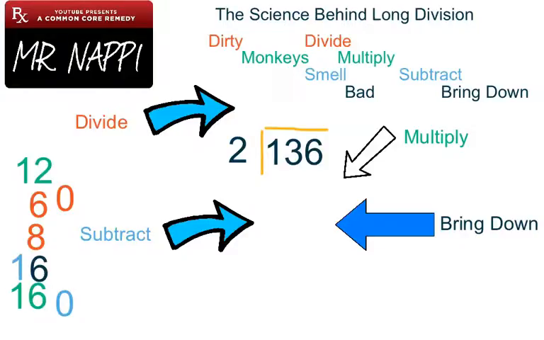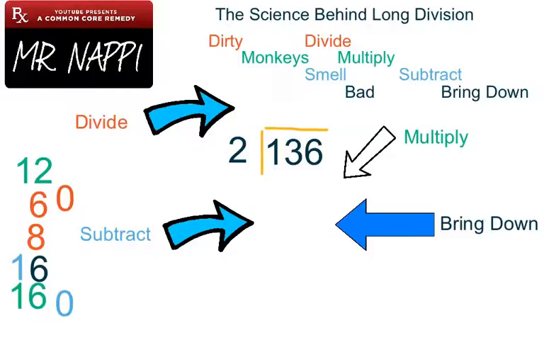Today we're going to model this process step by step using the color-coded names and operations as listed with the arrows, and hopefully it'll be a nice, easy process for you to see. First and foremost, this problem is 136 divided by 2.